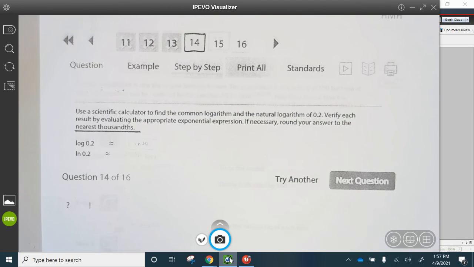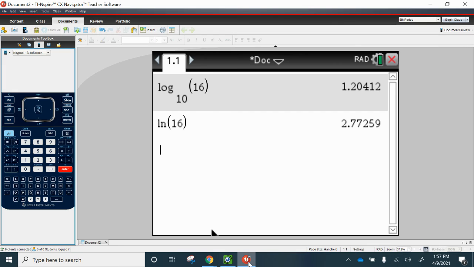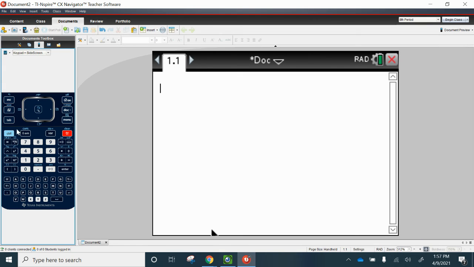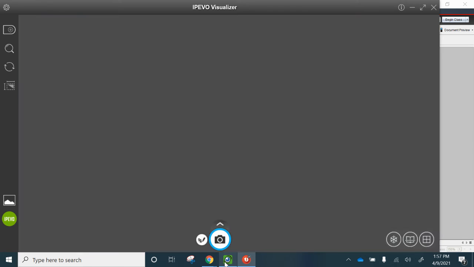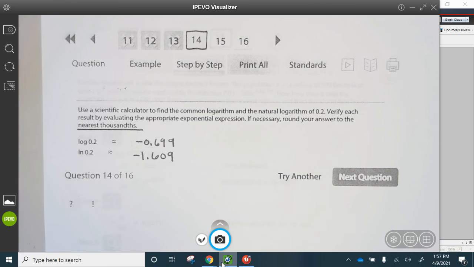All right, question 14. Control log, and again, if there's no base, we assume it's 10, of 0.2, which is negative 0.699. And then I'm going to do control E of 0.2, which is negative 1.609. Okay, go ahead and finish up number 14.